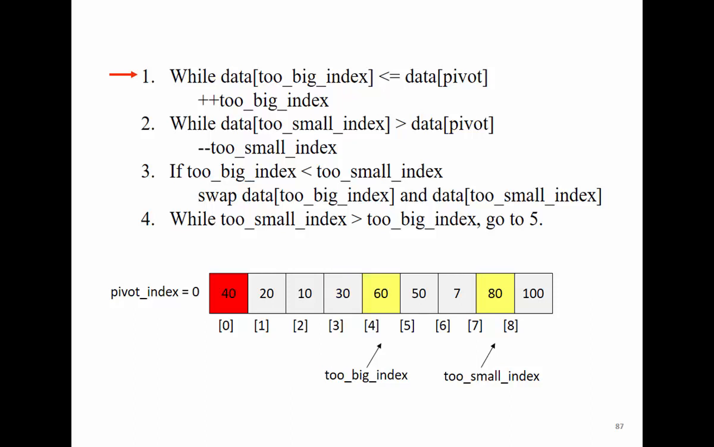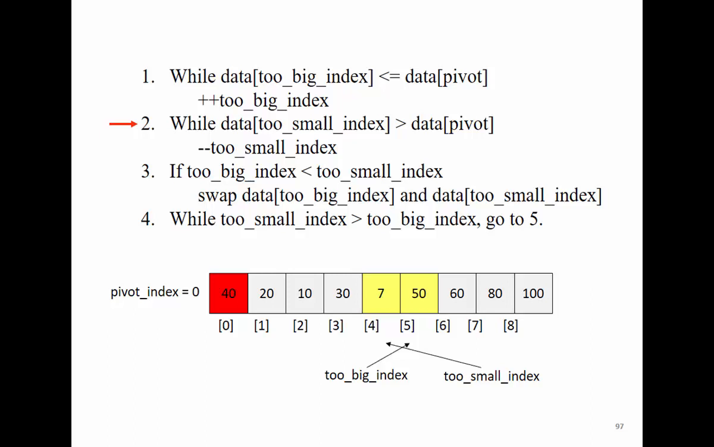Now again, 60 is greater than 40, so we're going to stop. We're going to go back again. Is 80 greater than 40? Yes, we're going to decrement. 7 is less than 40, so we're going to do the swap in this case. Keep doing this, then go back again to the while loop. 7 is less than 40, that's okay. We're going to increment. Now 50 is greater than 40, we're going to stop. We look at two small: 60 is also greater than 40. There's no decrement in this case. We're going to stop.